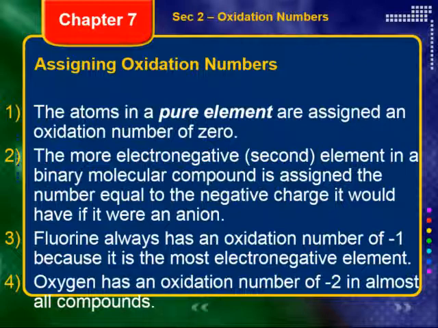Number 3, fluorine, because it's the most electronegative element on the periodic table, is always going to have an oxidation number of -1. Number 4, oxygen has an oxidation number of -2 in almost all compounds because it's the second most electronegative element on the periodic table. The only time it's not going to have a -2 oxidation number is if it's in a peroxide or if it's bonded with fluorine.